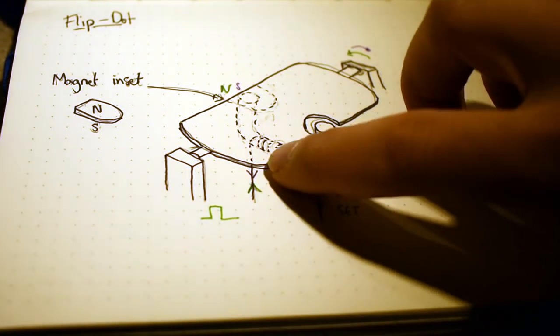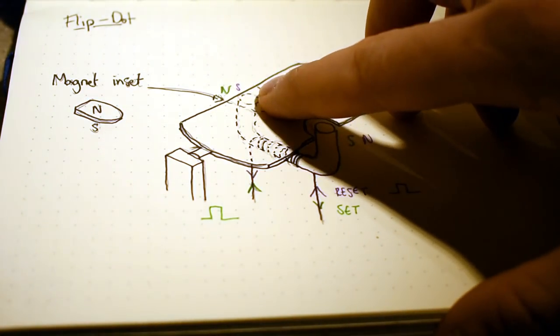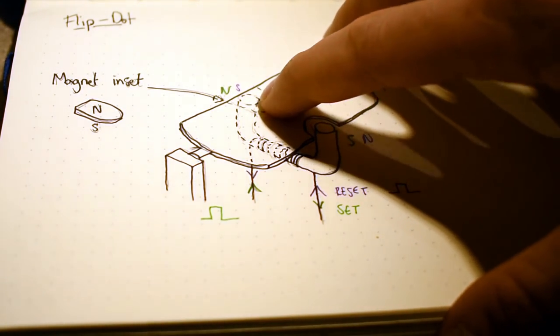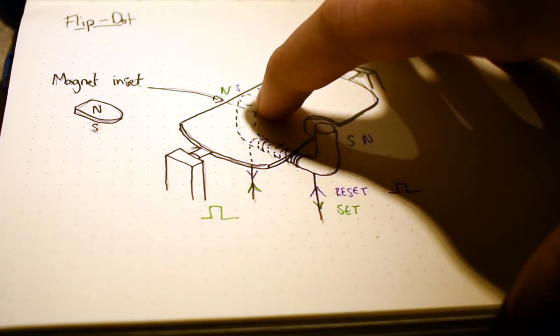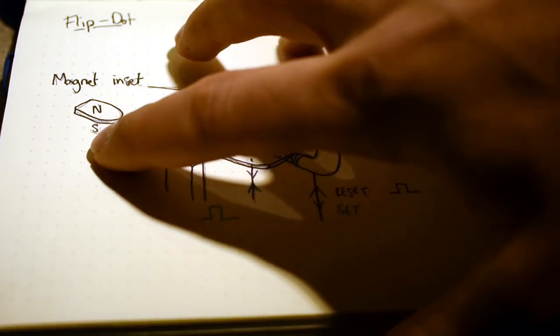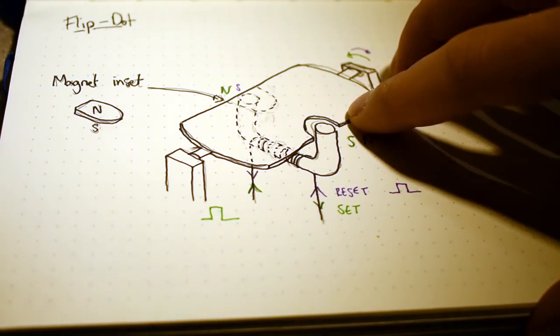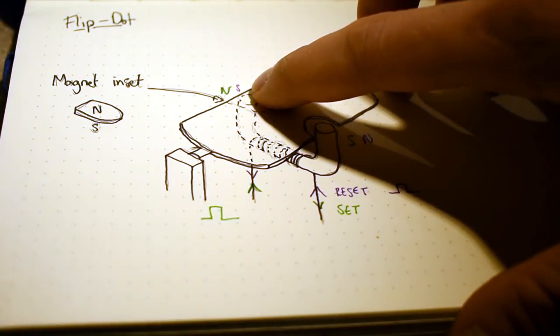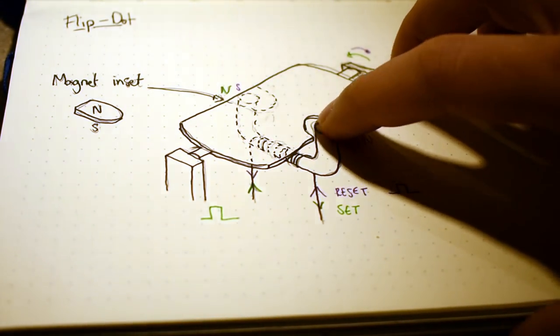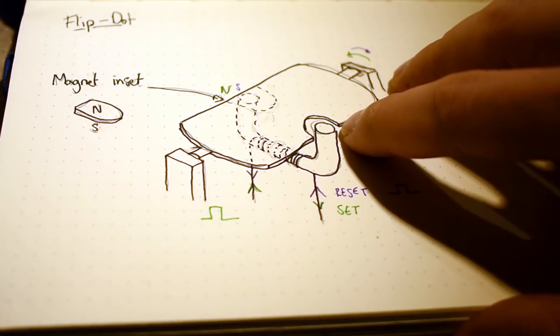So you can set it in one direction. If it's set here, it's attracting the north post on the solenoid to the south of the inset magnet. But if you want to reset it back to black, you reverse the current and you get south, which would repel the disc, and it would attract to this side. So it's quite a neat system.